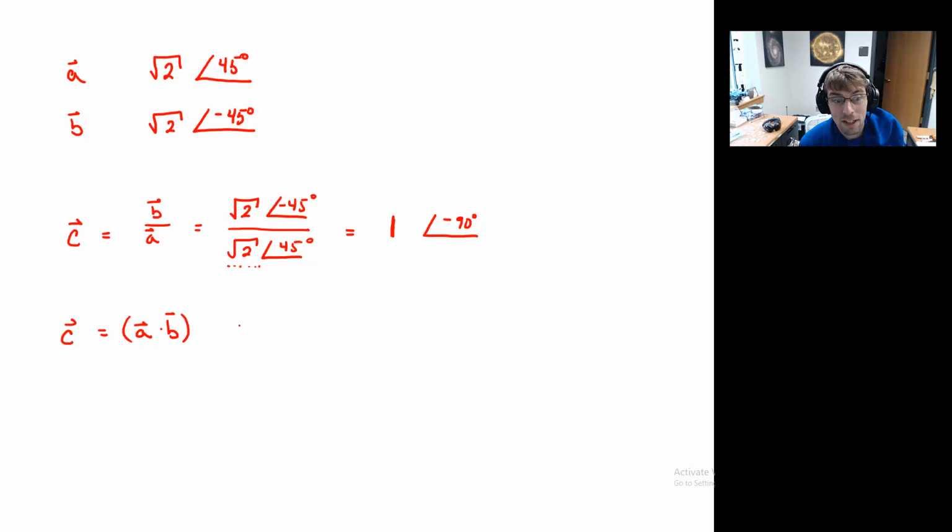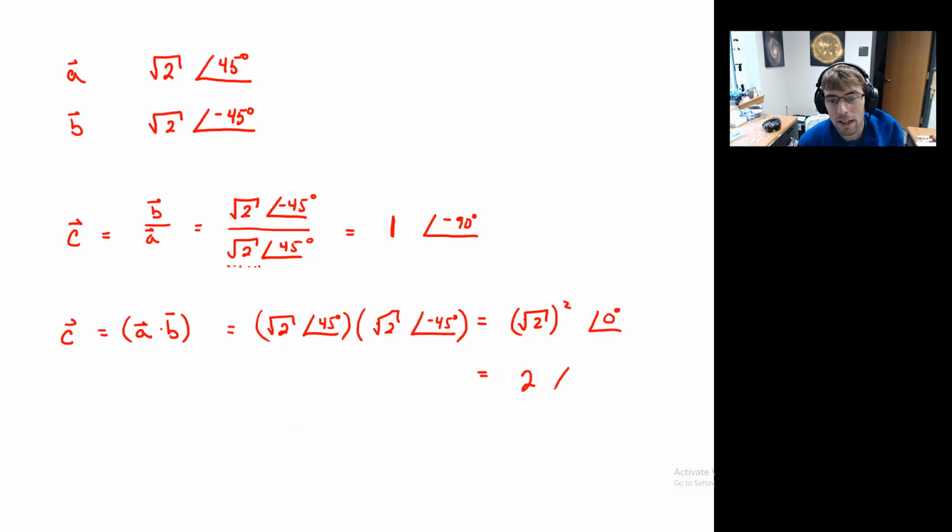So multiplication, I'll write this out: 2, root 2, 45. You multiply the two magnitudes, so we get root 2 squared, and you add the angles. So at the end of the day, we should get a magnitude of 2 with an angle of 0.